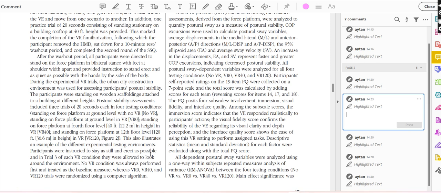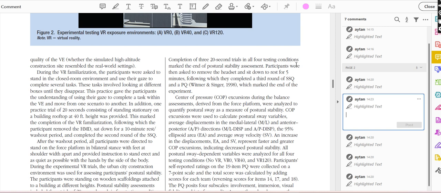Participants were instructed to stay as still and erect as possible, and in trial 3 of each VR condition they were allowed to look around the environment. No VR condition was always performed first and treated as the baseline measure, whereas VR 0, VR 40, and VR 120 trials were randomized using a computer algorithm. Completion of 3 20-second trials in all 4 testing conditions marked the end of postural stability assessment.